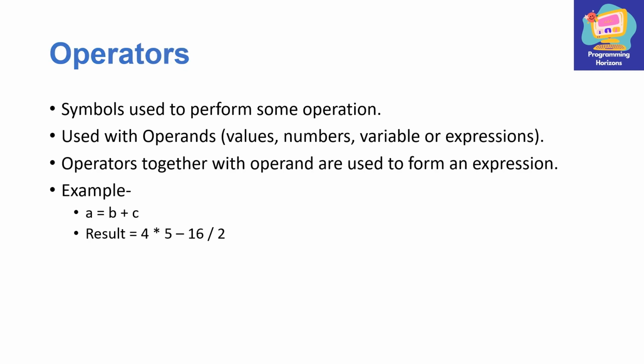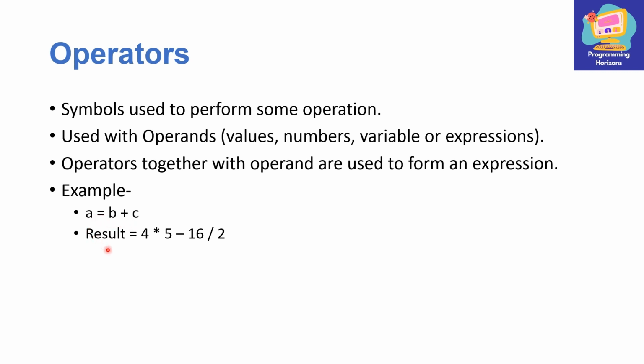Finally, we have operators, which are the symbols used to perform some kind of operation in our program. Operators are always used with operands, which are values, numbers, variables, or expressions. Operators along with operands form an expression. An example here is a = b + c. Here you can see a, b and c are operands, whereas the equal to and plus signs are considered as operators.